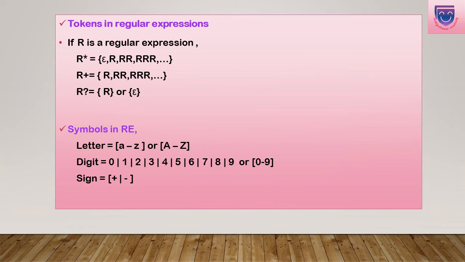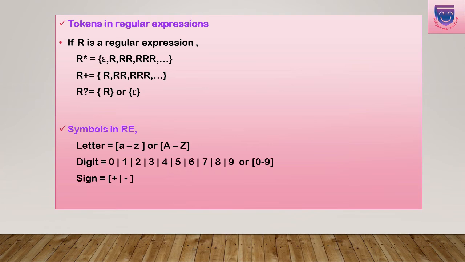In R star, it includes the null value, that is the epsilon value. In R plus, it excludes the epsilon value. The only difference is including the epsilon, excluding the epsilon. Please make a note of it. In R question mark, the regular expression is denoted as, within the curly bracket, R, empty, that is epsilon.